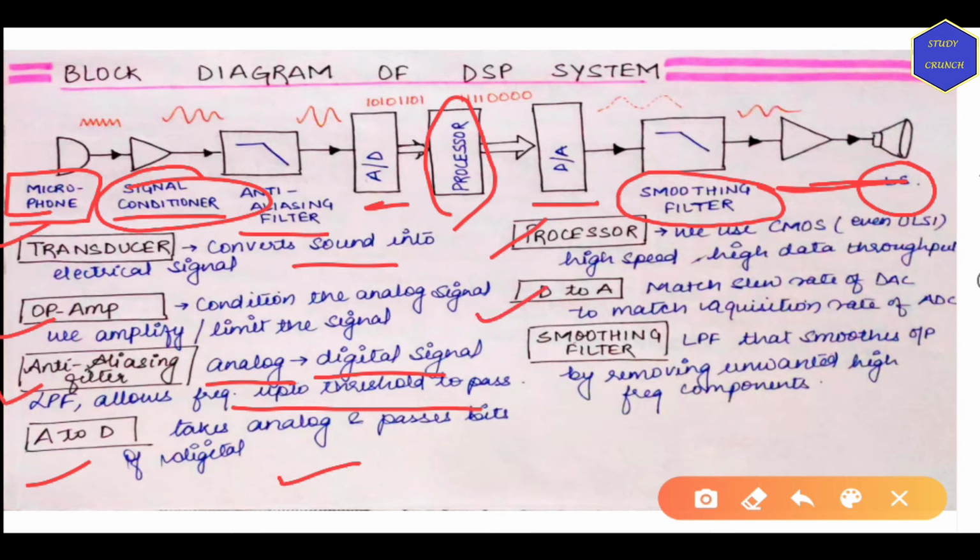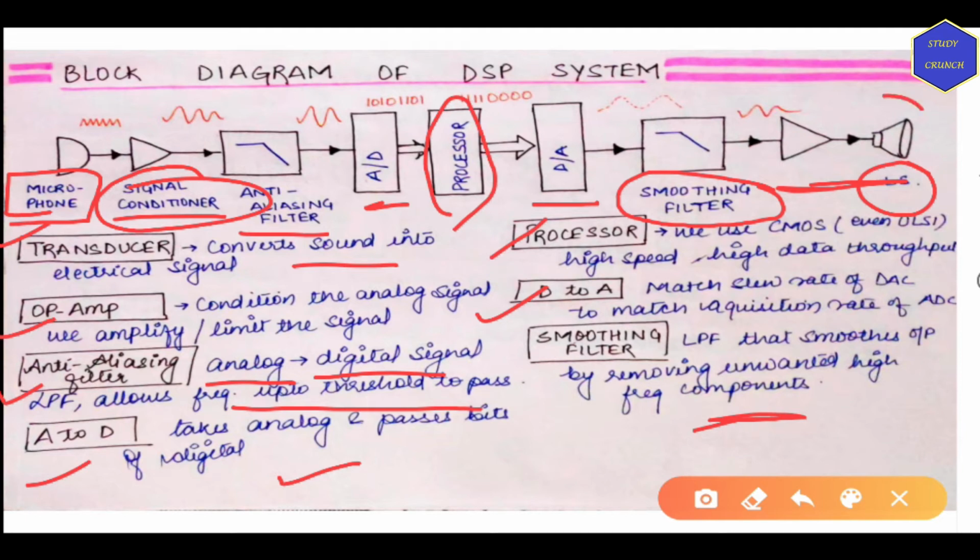Then comes the digital to analog converter, which will convert the digital signal to an analog signal for it to pass through the smoothing filter. Now what will the filter be doing? The filter will match the acquisition rate in accordance with the input before it was converted from analog to digital. Then comes the smoothing filter. The smoothing filter will smooth out any harsh edges, that is, it will remove the unwanted frequency components from the signal.